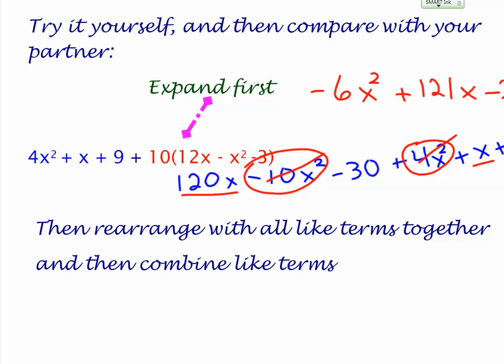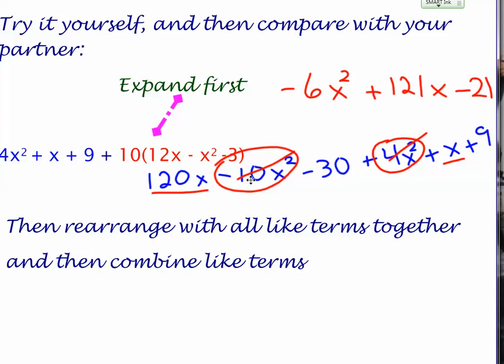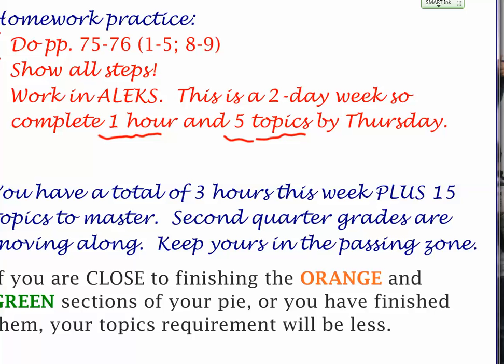Oh, this got a little cut off. Scoot it over. And so we can put all our x squareds together. So negative 10x squared plus 4x squared is a negative 6x squared. 120x plus x is 121x. And negative 30 plus 9 is a negative 21. So you want to combine all those like terms.